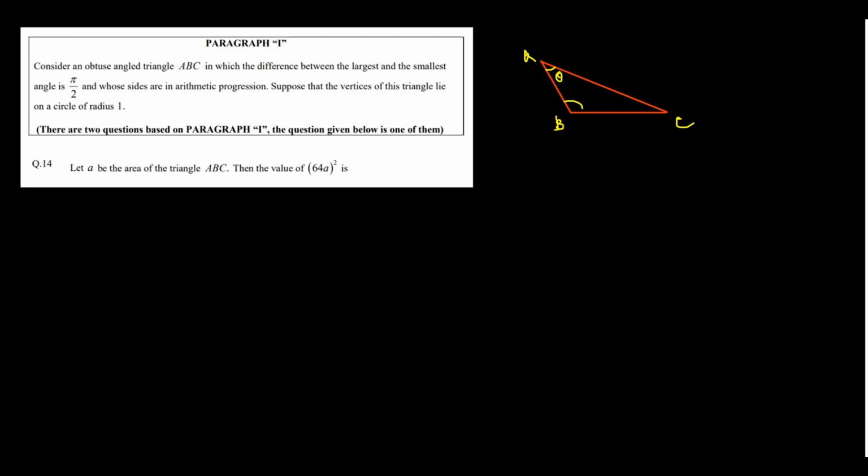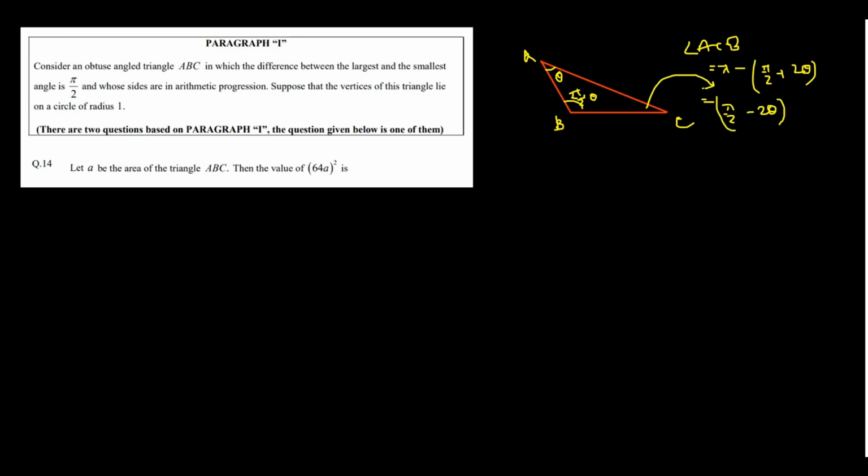So what will be the value of the obtuse angle ABC? It will clearly be pi by 2 plus theta, because they differ by pi by 2. So angle ACB, the remaining angle, will be equal to pi minus (pi by 2 plus theta plus theta), that is pi minus (pi by 2 plus 2 theta). So it will be equal to pi by 2 minus 2 theta. This is the value of angle ACB.